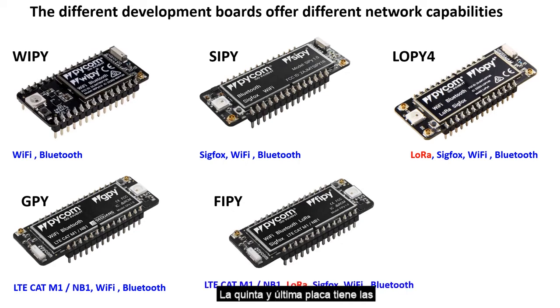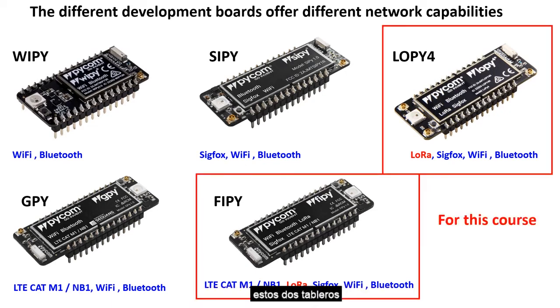The fifth and final board has all the 5 network options available for Pycom development boards. That is Bluetooth, Wi-Fi, Sigfox, LoRa, and LTE. Probably that's why they call it FiPy, for 5 and Py. For this course, we will be using LoRa network. So these 2 boards are relevant to this training course.